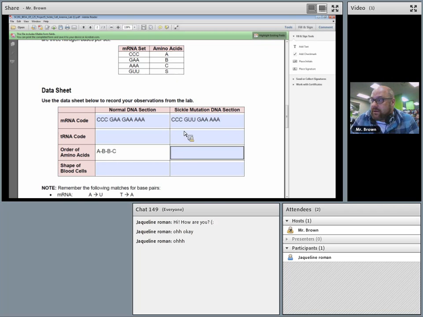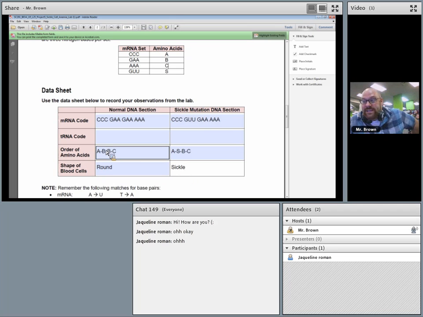Okay. Sickle cell: CCC gives you amino acid A. Then we have GUU. This is where it's different. GUU gives you amino acid S. Okay, GAA gives you amino acid B. And then AAA gives you amino acid C. Okay. Alrighty. The shape here is round. The shape here is sickle.